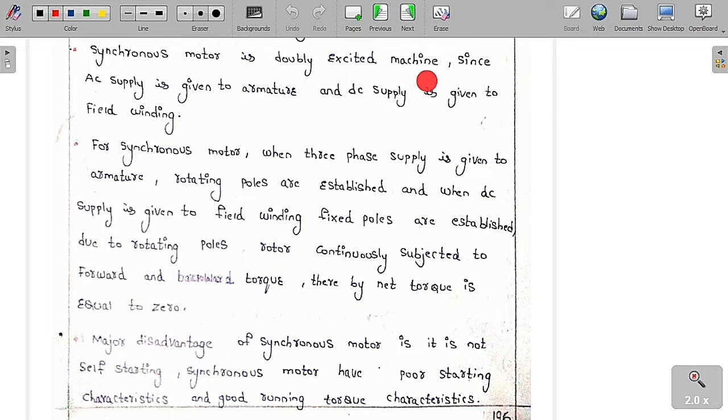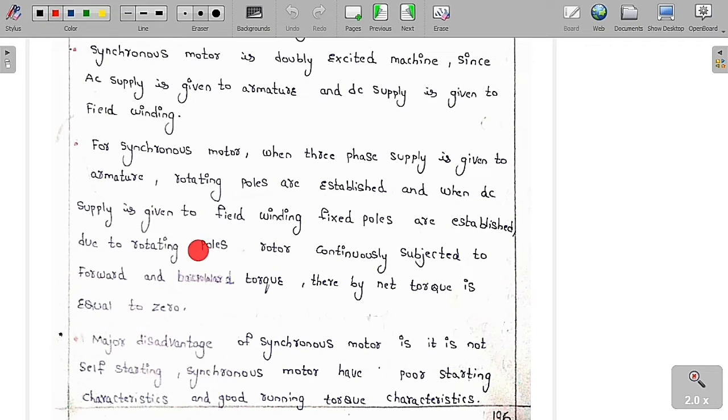The synchronous motor is said to be a doubly excited machine, since AC supply is given to the armature and DC supply is given to the field winding. Whereas the induction motor is a singly excited machine, because only the stator has the AC supply, not the rotor. Or simply, the AC supply is given to the armature coils present on the stator, and the DC supply is given to the field winding present on the rotor. As we give two supplies, the synchronous motor is said to be a doubly excited machine.